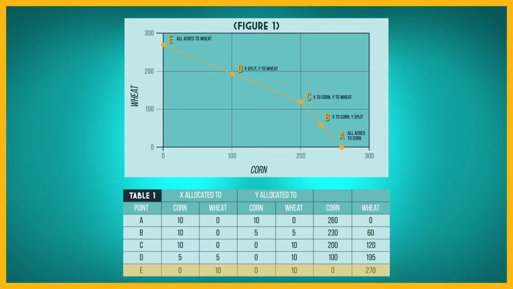land to wheat. Thus, the economy can move up and to the left on the line segments by reallocating land from corn to wheat. Table 1 contains these points and their allocations. See the notes for the calculations.